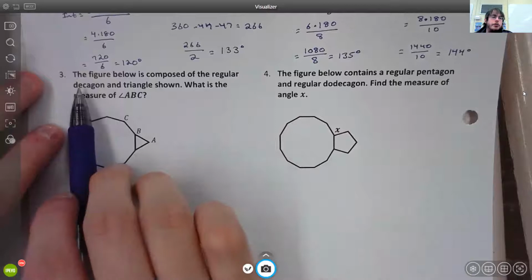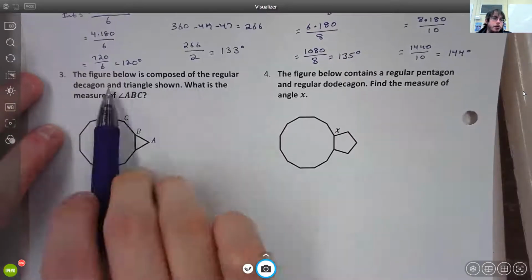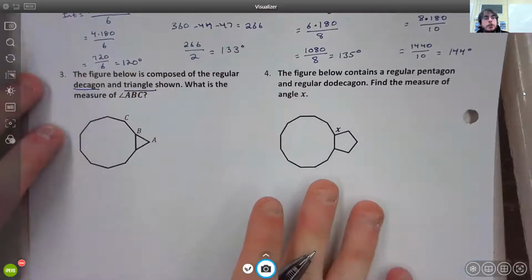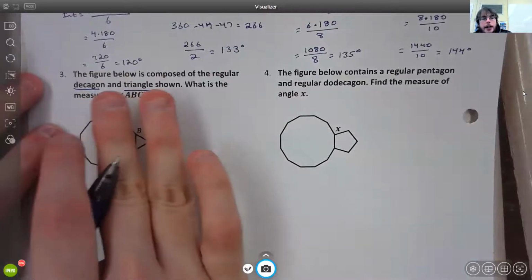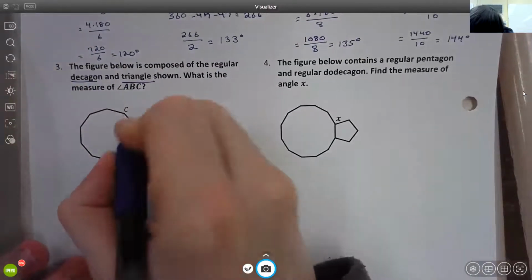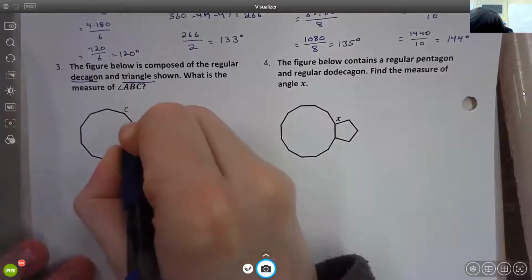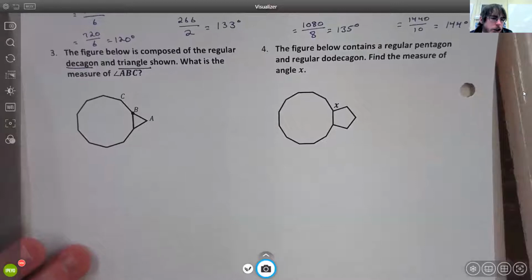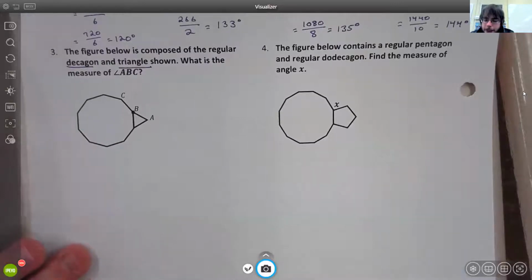So the figure below is composed of the regular decagon and triangle shown. What is the measure of angle ABC? Now, we have a decagon and a triangle. So ABC is right here. It's that angle right there where B is, okay? So it's the same process, it just looks a little bit different. Instead of an X, it has ABC there instead. We're still looking for the same thing.